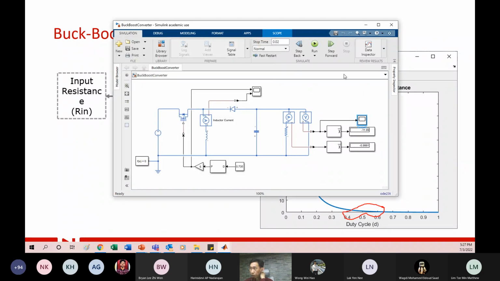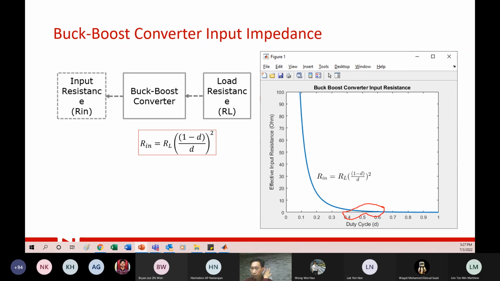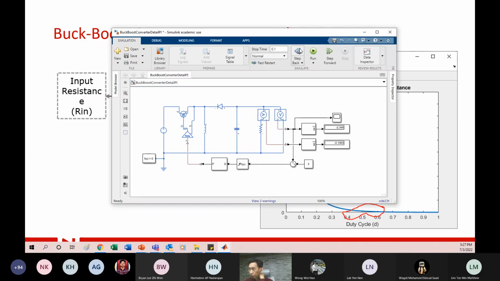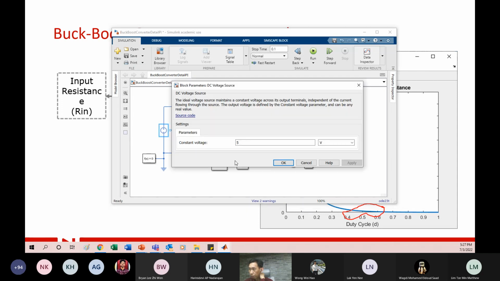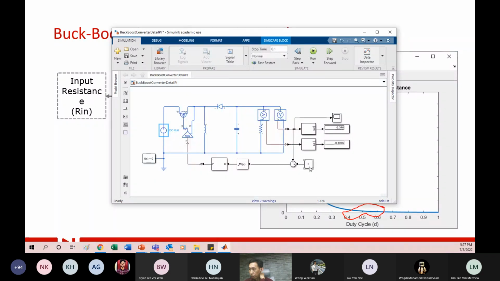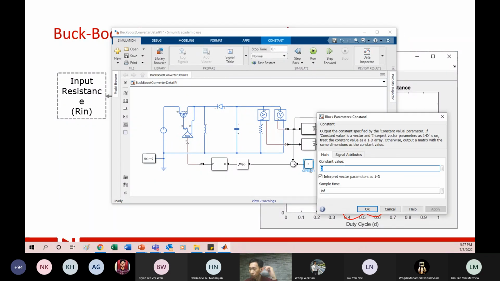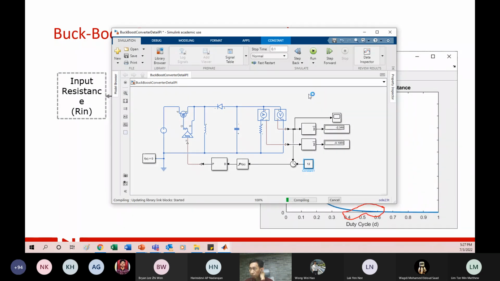And then again, you can do a feedback control as well. My input is how much? My input is 5 volt. Then if I want to have 12 volt, okay, so I'll run.